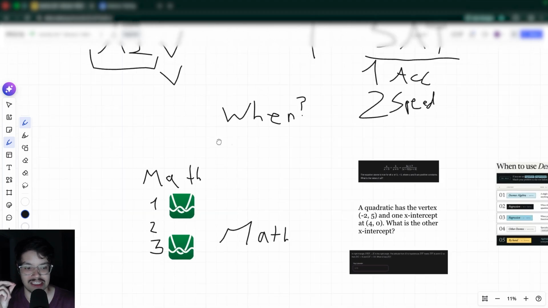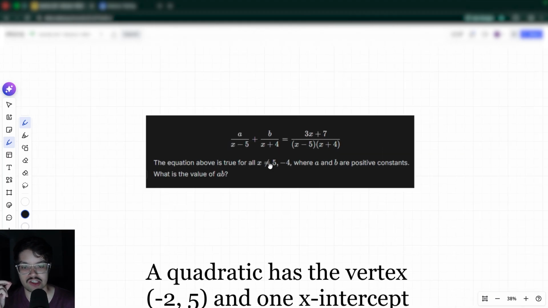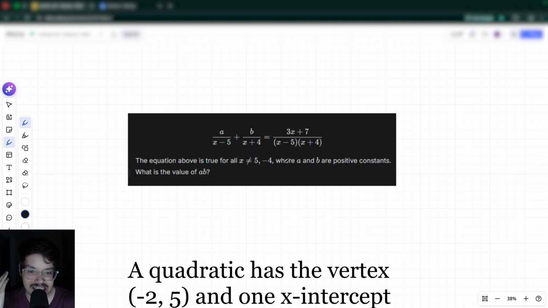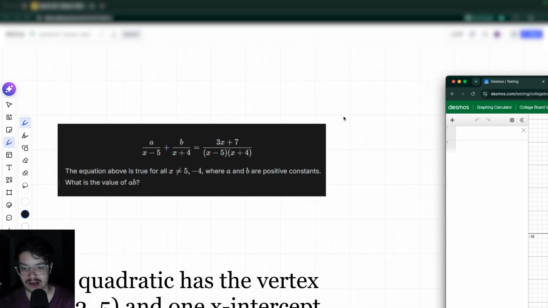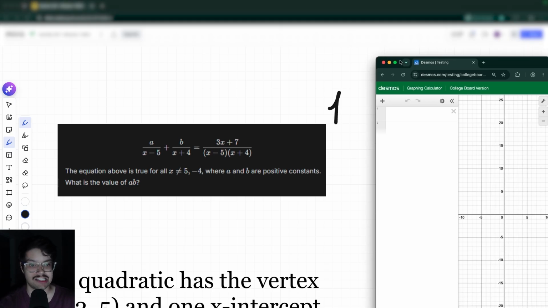And so let me give you some examples of this. In these problems, I'm going to solve every single step of it. And if a step could be made better with Desmos, I'm going to use Desmos on that step. If it could not be made better with Desmos, I'm not going to use Desmos on the step. So this equation is true for all of this, where A and B are positive constants. What is the value of AB? Probably the first step of this problem is I just need to write out the equation so I can actually see it. Desmos could be used for that step, so I should probably do that.